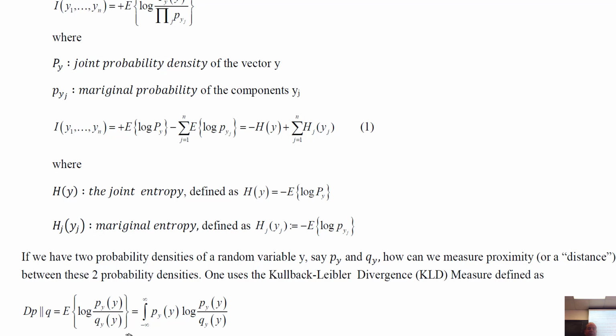And this measure is a measure of proximity between two densities in this case. It's always going to be, that's the beauty of it, always non-negative. And it's only equal to 0 when the density on top equals the density at the bottom. Okay?